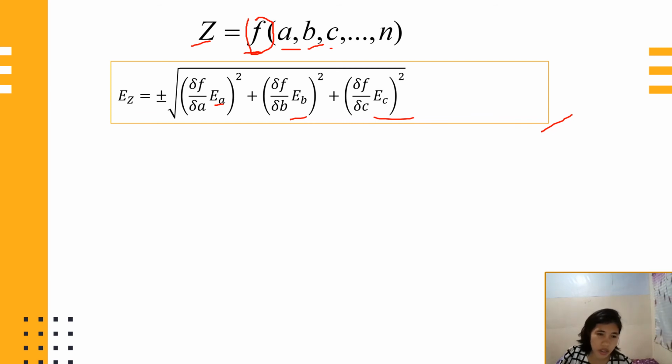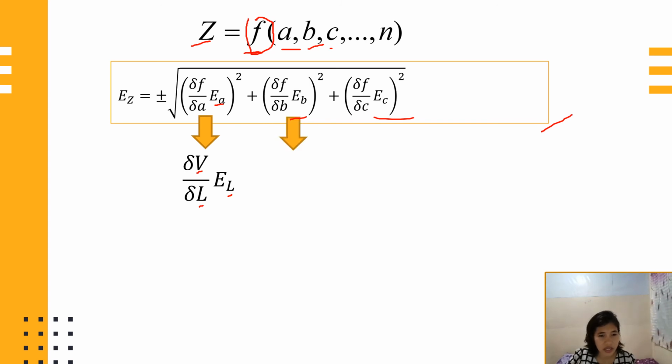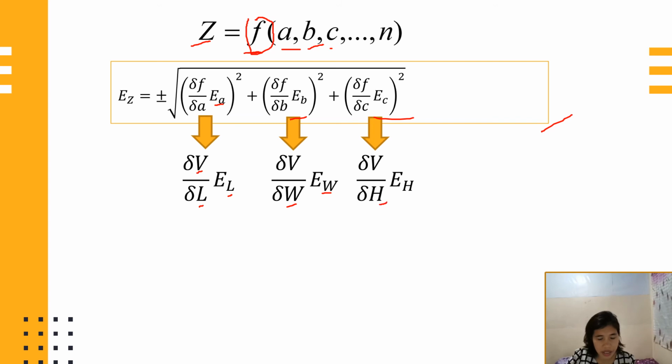So, when we substitute this into the problem in which we need to determine the standard deviation of the volume, this one will become this one. So, with the function of f, of V, which is the volume, with respect to L, the length, times the error of the length. Second, this is the derivative of V with respect to W, which is the width, times the error of the width, and also the same goes with the height of the tank. Our volume is just length times width times height.